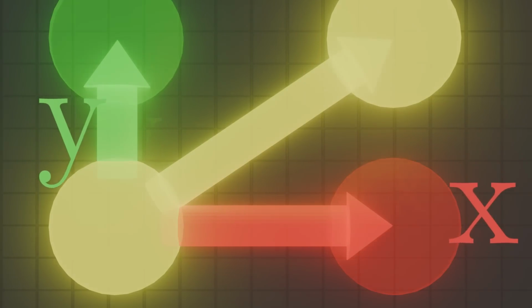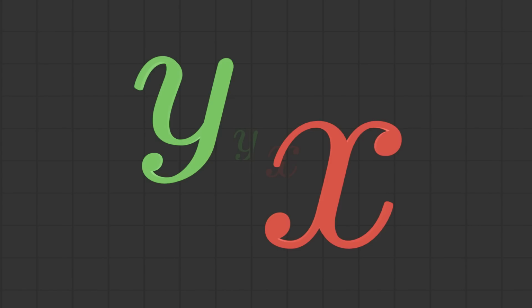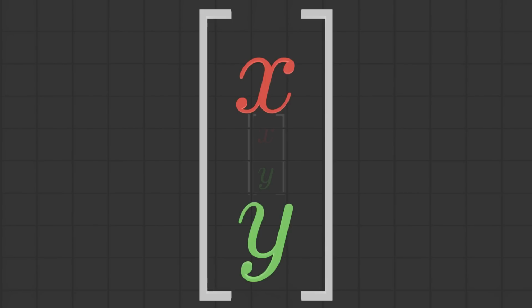Hold on, combine? What does that mean? Like, should we add them? Should we multiply them? Should we tetrate them? Well, it means just combine next to each other, like this. That's it. That's its position in 2 dimensions.